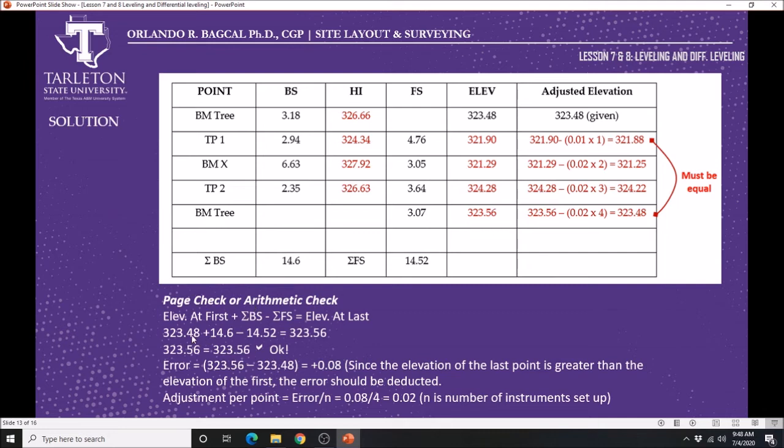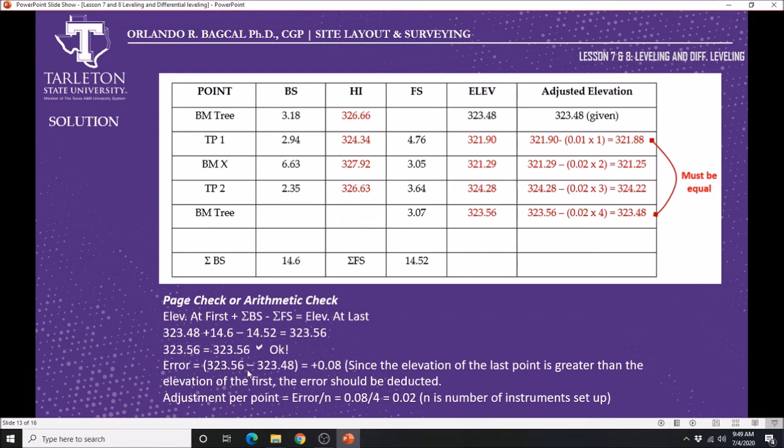In this case, we have here 323.48 plus 14.6 minus 14.52, and that gives you 323.56. Based on your page check, your calculations are correct. However, you will notice that for this survey, you went back into the same reference point. Then it must have the same elevation at the first and at the last one. However, in this case here, we have 323.48 and we have 323.56. So in that case, there is a given error.